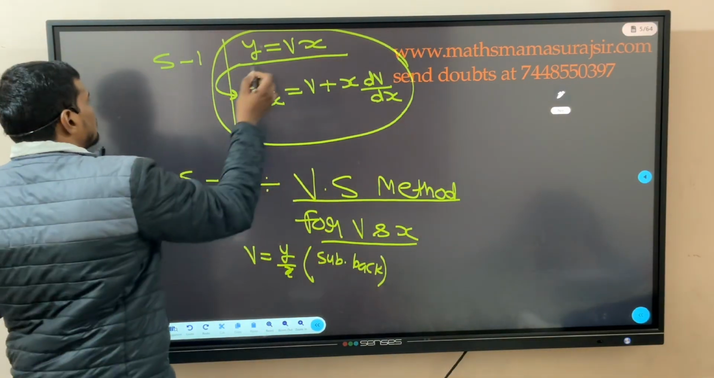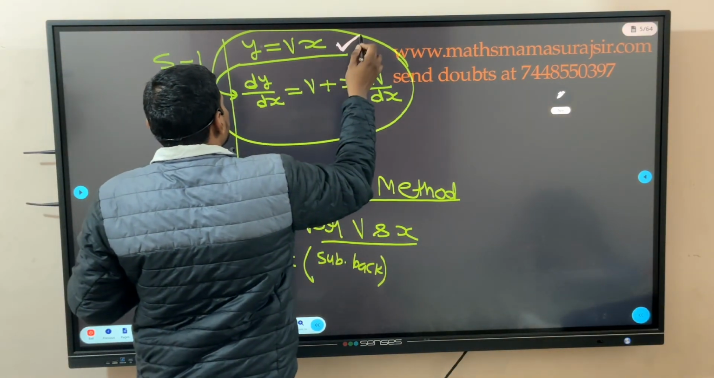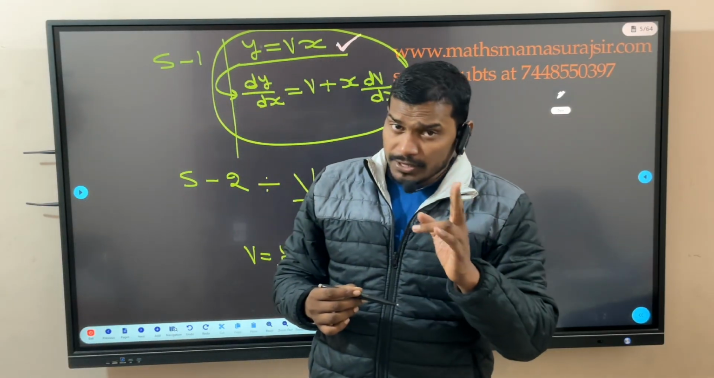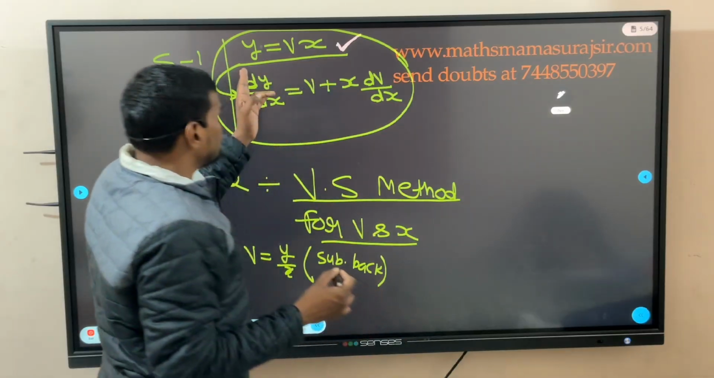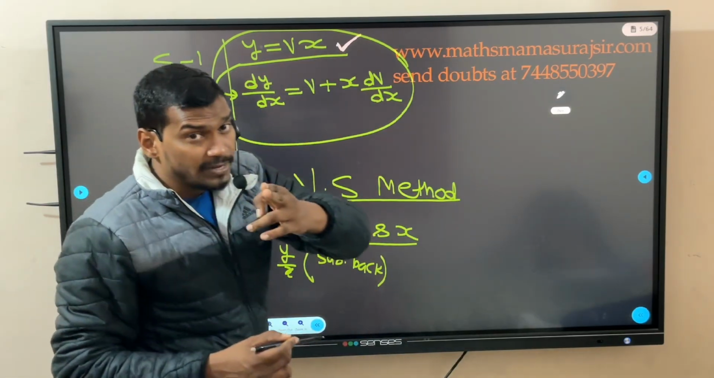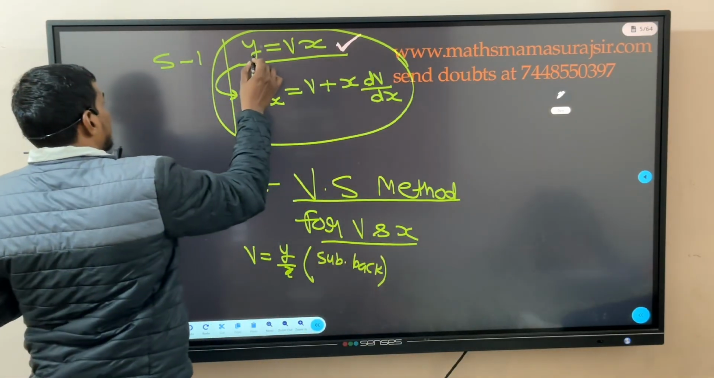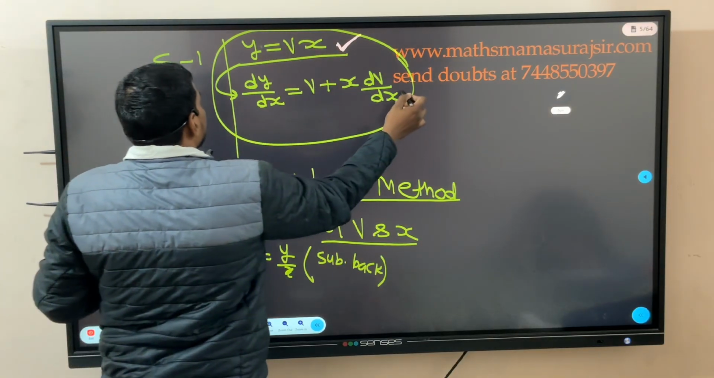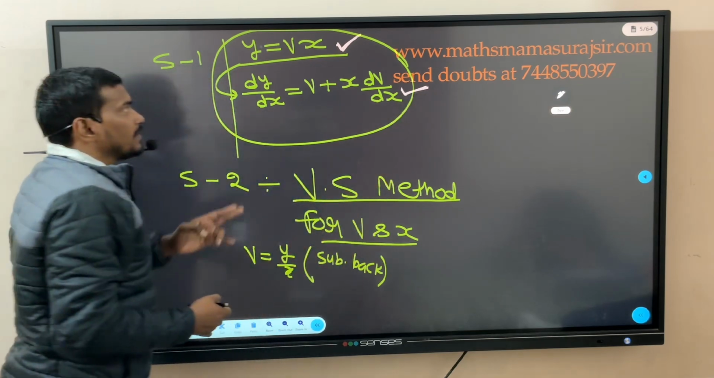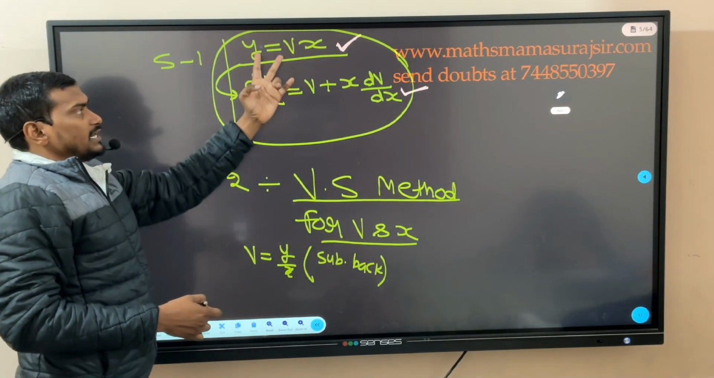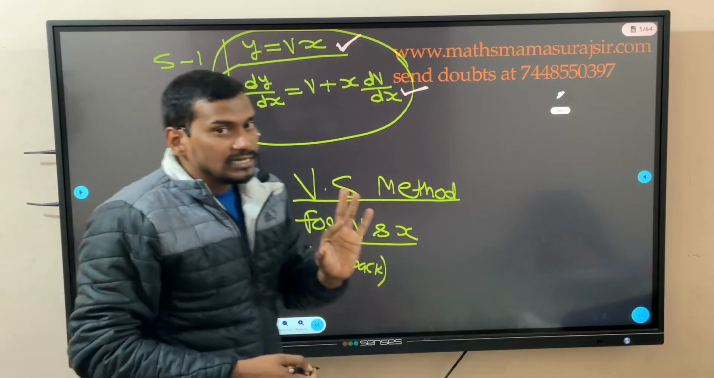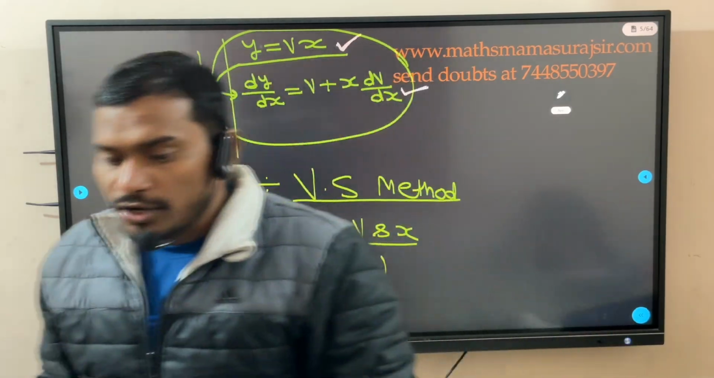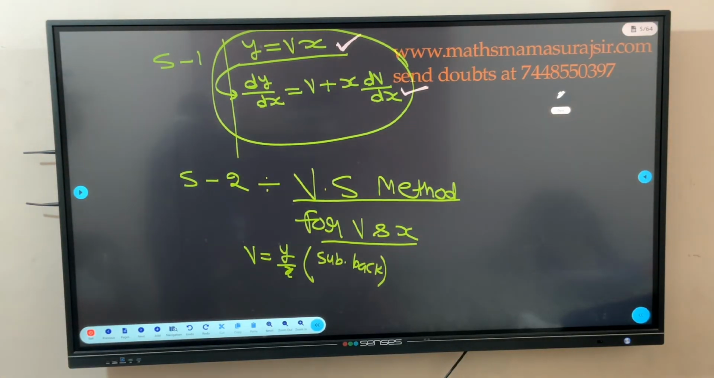So if it is homogeneous, you are always going to substitute y equal to vx. Once you have substituted y equal to vx, you differentiate this with respect to x. So dy by dx will be v plus x dv by dx. Okay? Y equal to vx, differentiate it with respect to x, and you get this. That is the step 1 procedure that is common everywhere. It's not going to change anytime.